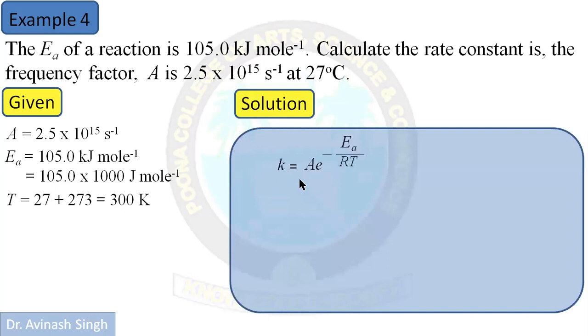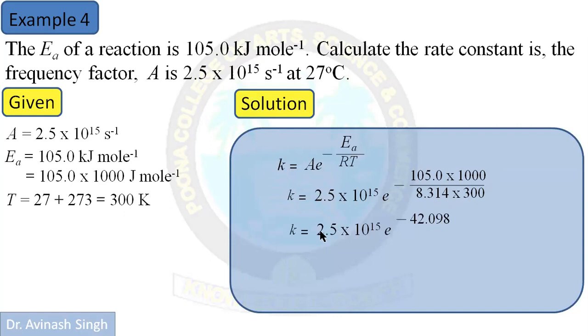Now solution. I just substitute the value: K is equal to, this is the value of A, e raised to minus energy of activation. Please remember it has been converted into joule by multiplying by 1000. R value is taken as 8.314 because the energy of activation is given in joules and temperature is in Kelvin. Now I solve this equation. Now this exponent term becomes minus 42.098.